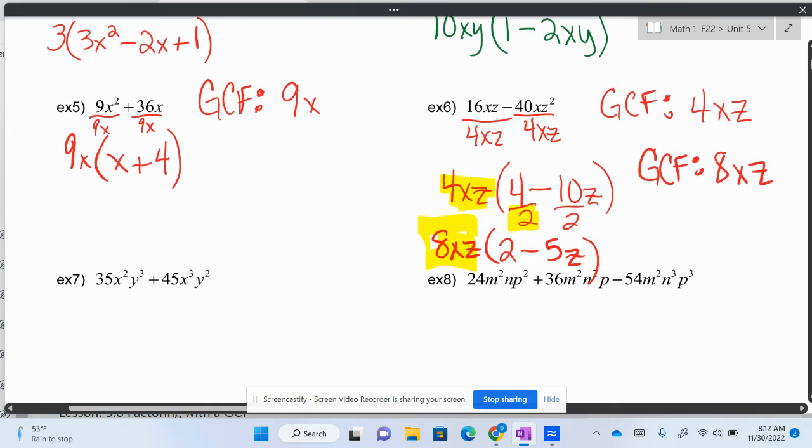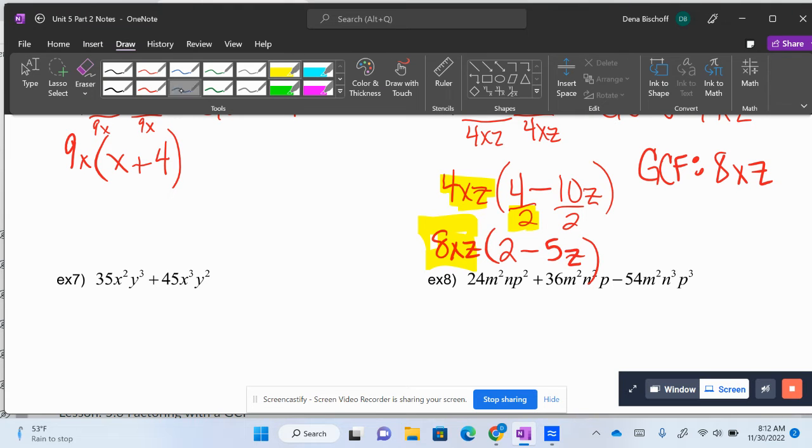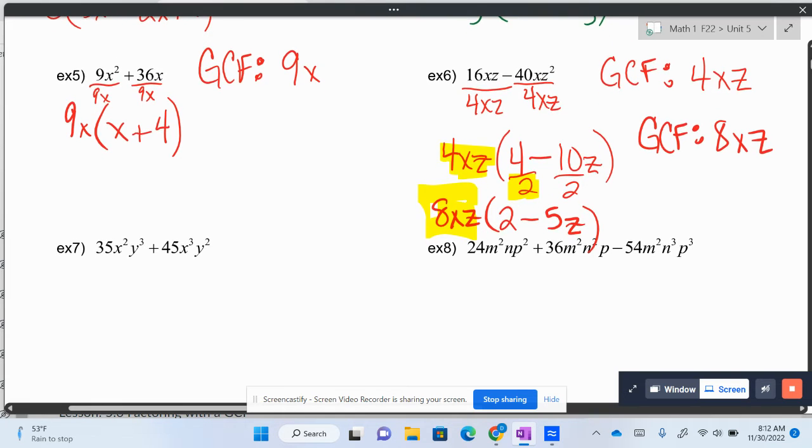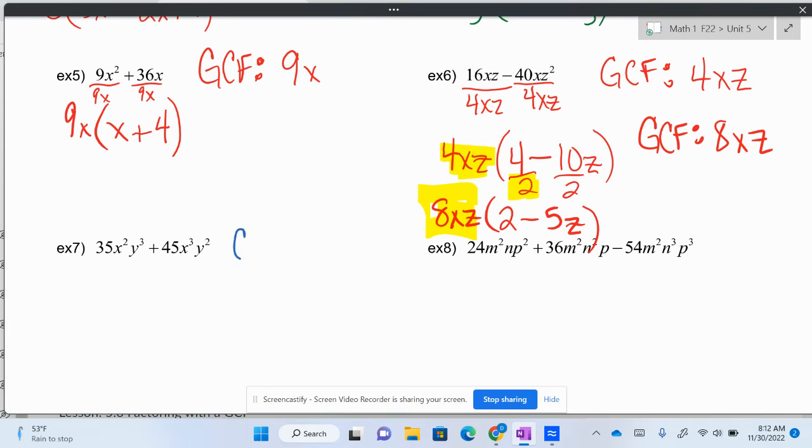All right. Notice they're getting not necessarily harder, but they have a lot more variable terms going on. So what do you think about example number 7? 5, I agree with that. 5 what? How many x's are on each? Like what's the highest power of x? Yeah, 5x squared. Both of those contain at least an x squared, and both of those contain at least a y squared. So I'm going to take out a 5x squared y squared, and I'm going to divide each by that.